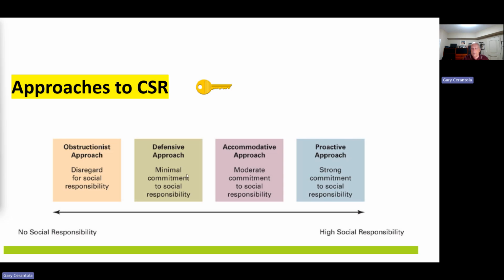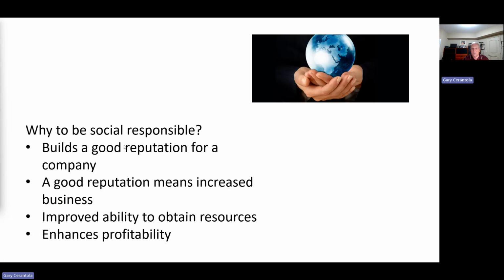And then in between here, a defensive approach, they'll do the minimal commitment, whereas the accommodative approach is a moderate commitment. So on this side of the bookends, that's where true CSR happens. And on this side, there's no responsibility. So understand those, but it's all about being a good ancestor.